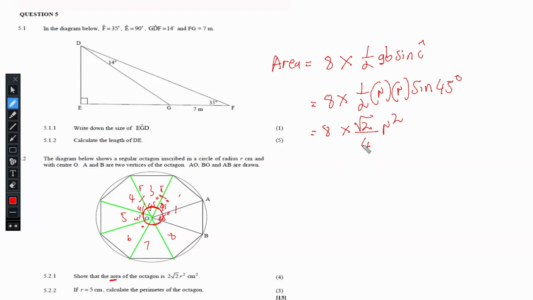Now, obviously, if you say 8 multiplied by root 2 over 4, the 8 and the 4 will divide out. So how many 4s go into 8? It's 2. So 2 root 2, and then r square. And then that's it. That's the area. That's the area of the octagon. Then we have proven that it is equal to that. So centimeter square.